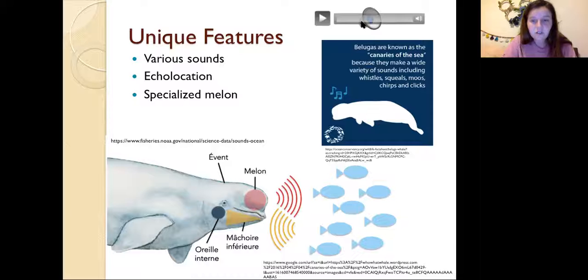And what's even more interesting is they have really good eyesight, but they still utilize this for hunting.